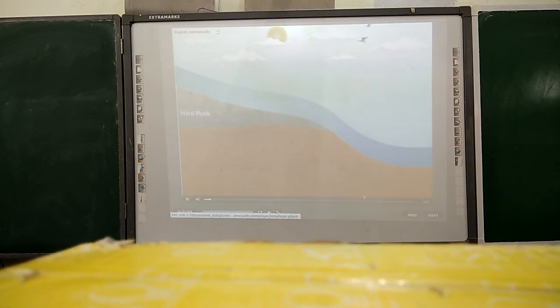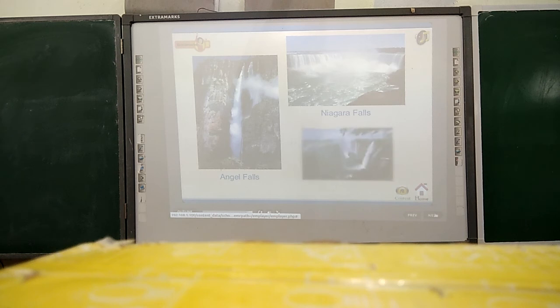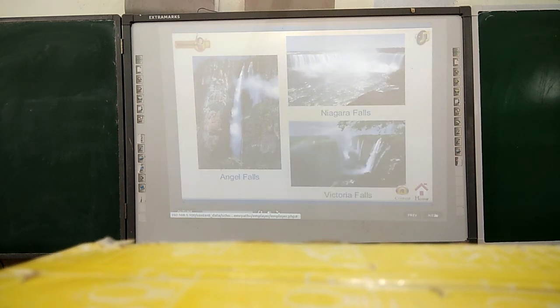Waterfalls are usually found in the upper course of a river, in the hills or mountains. Some famous waterfalls around the world are Angel Falls, Niagara Falls, and Victoria Falls. These are the important waterfalls: Angel Falls, Niagara Falls, and Victoria Falls. One of the best examples.